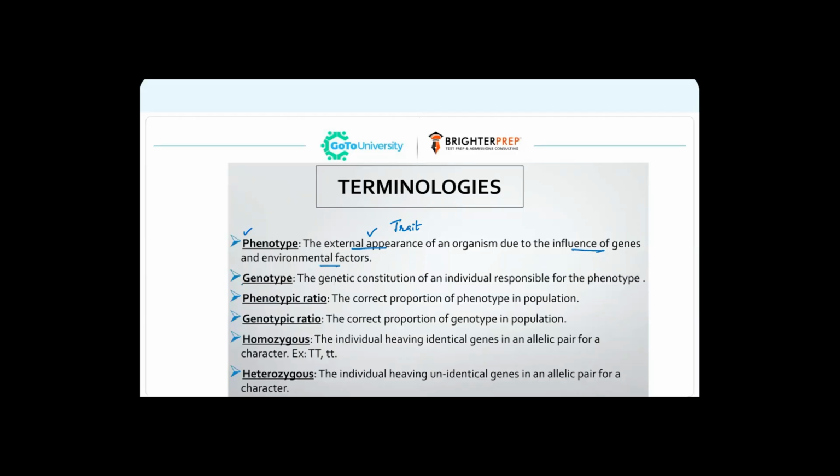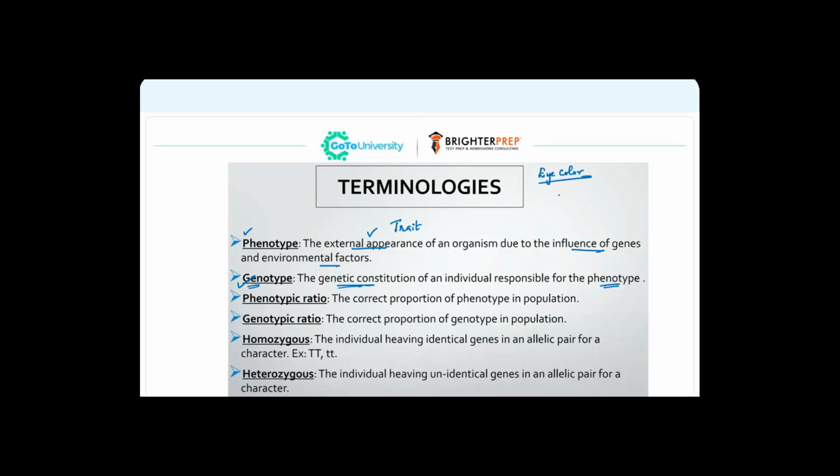Now, moving to the next term, that is genotype. Genotype refers to gene, that is something related to the gene. It is the genetic constitution of an individual responsible for the phenotype. That means a particular phenotype could be represented in terms of genetic constitution. For example, considering a trait eye color, this is a phenotype.